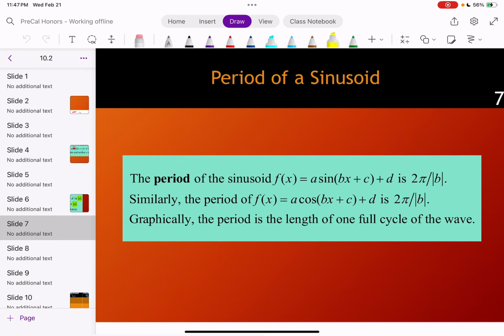In slide 7, we also go over a period. Notice the same thing occurs within sine and in cosine functions. It will always be 2 pi over b in both scenarios.